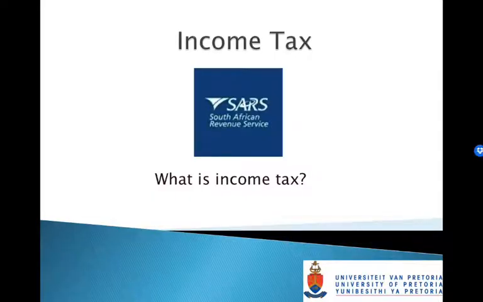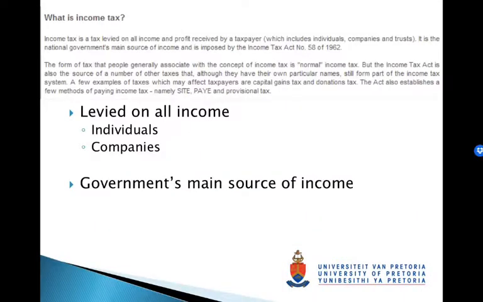Then income tax. What is income tax? It tells us income tax is levied on all income and profit received by a taxpayer, which includes individuals, companies, and trusts. It is the national government's main source of income and is imposed by the Income Tax Act. It's levied on all income for individuals and companies, and it's the government's main source of income.